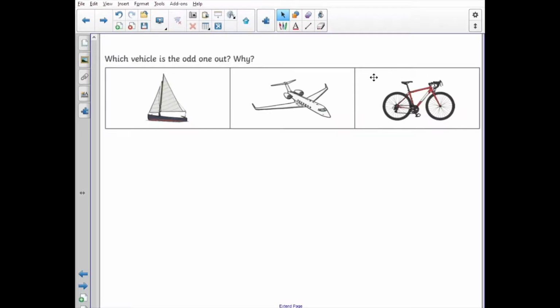Again, different ways to answer this question. You could say that the bike is the odd one out because children can ride bikes, but they can't fly planes and they can't sail yachts. Maybe the jet plane is the odd one out because that one can fly in the sky and the other 2 have to stay close to the ground or the sea.